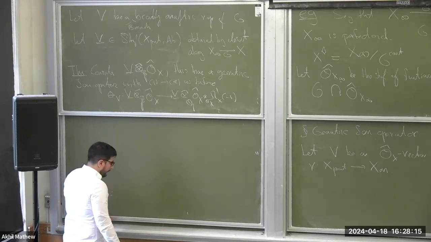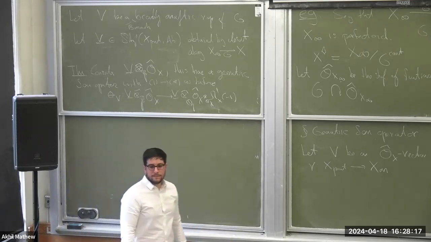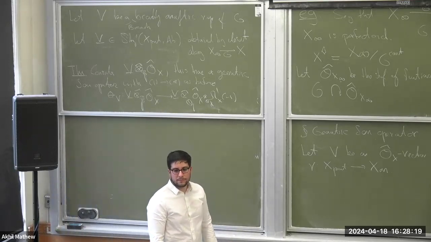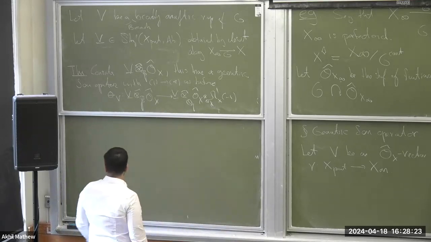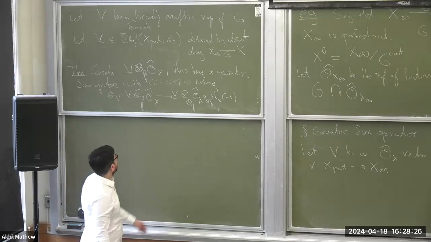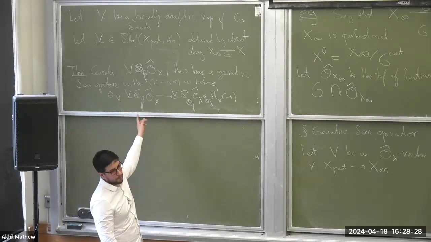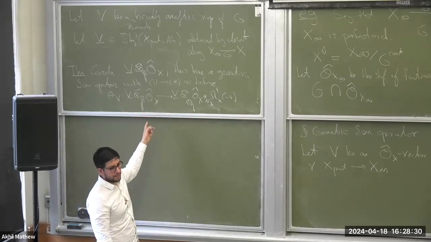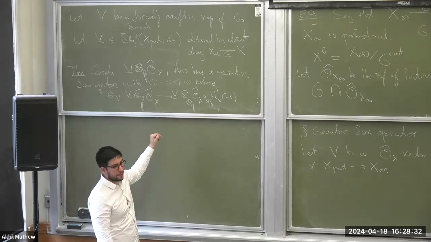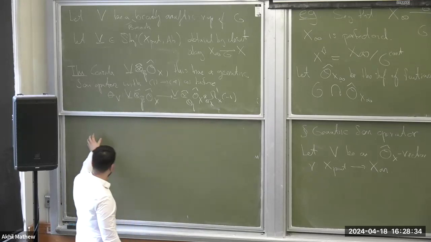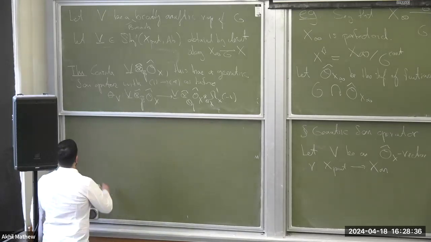The difference between this one and the previous one is that now your B tensor X hat is much bigger. It's not just a vector bundle, it can be infinite dimensional. And this is the new part.